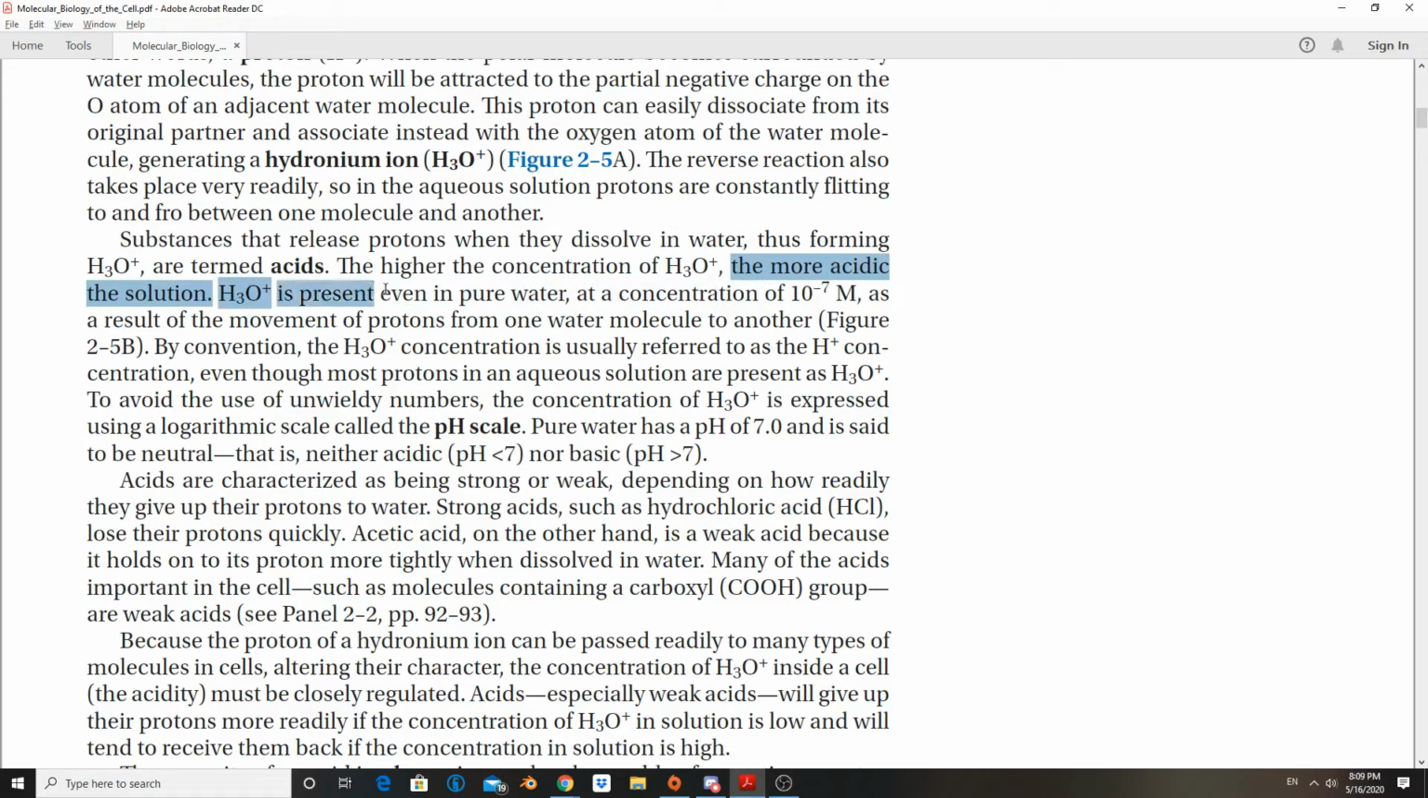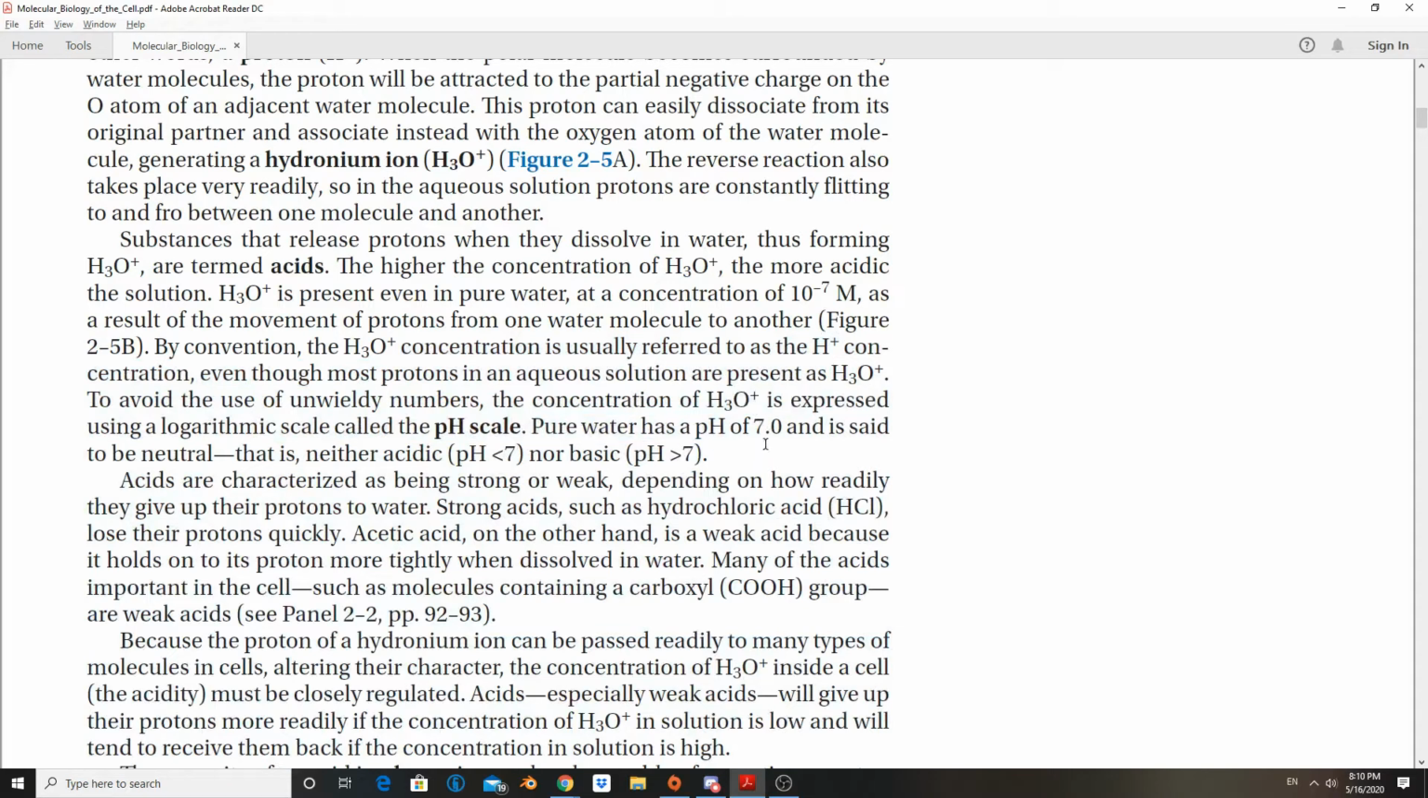So H3O plus is present in pure water at a concentration of 10 to the power of minus 7 molar. And this is known as the Kw of water, which is just the general concentration of water in the solution. By convention, the H3O plus concentration is known as the hydrogen, H plus, concentration, and is expressed using the pH scale.